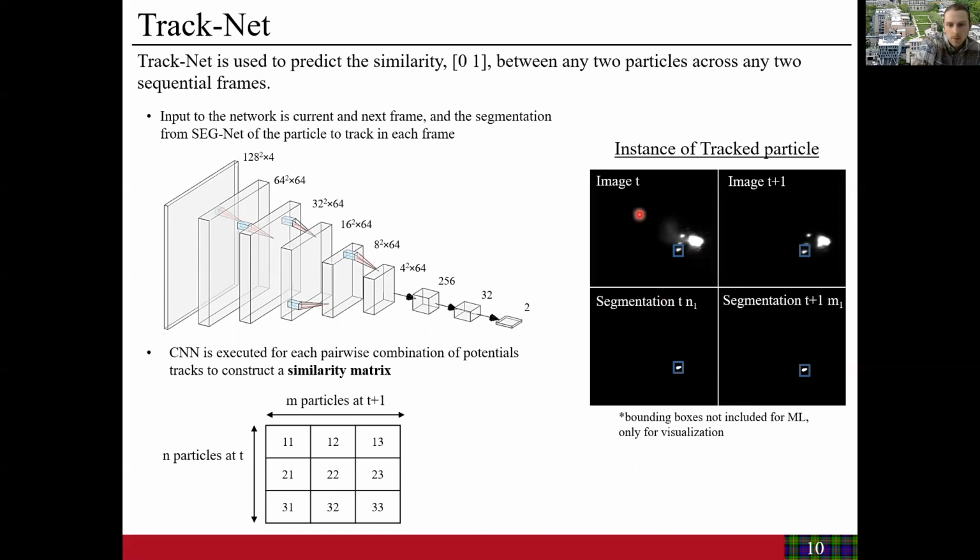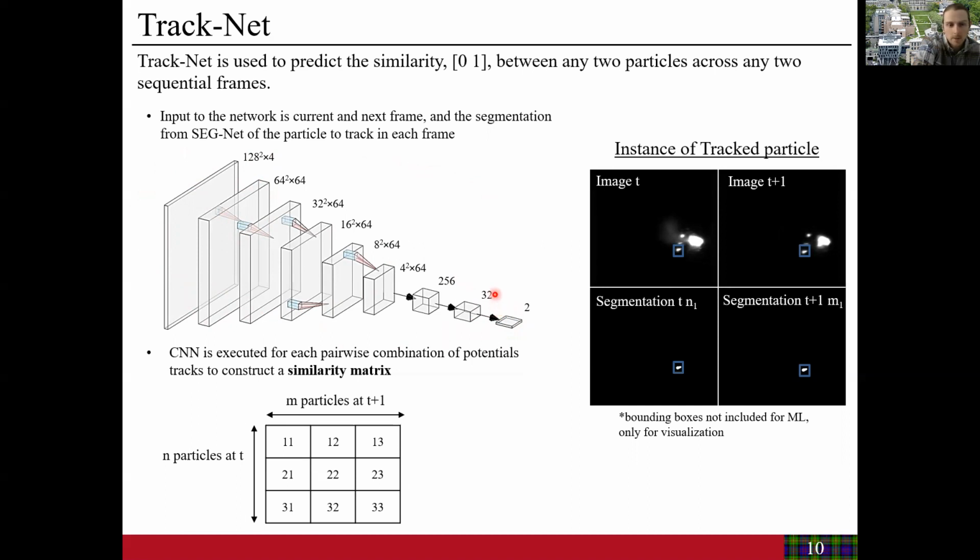We have our images at time t and t+1, and let's say we want to track the particle in the blue bounding boxes. We provide the network with the segmentation maps of just those particles from SegNet. The blue bounding boxes here are just for visualization, and they're not included in the TrackNet predictions. Here we show the CNN architecture, downsampling from a reduced resolution. We actually don't process these at the native 512 by 512, but downsample them to 128 by 128 beforehand, and then we output a value of 0 to 1 for the similarity, 0 being not tracked, 1 being tracked.